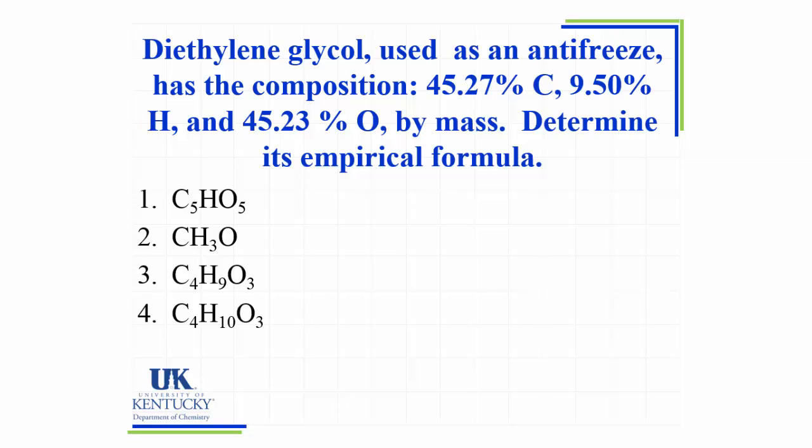Now figure out what you need to multiply through by in order to get to the right formula. If we multiply through by 3, you should have gotten the formula C4H10O3. This gives us the smallest whole number ratio we can get between those three elements in this compound, based on the data given in the problem.